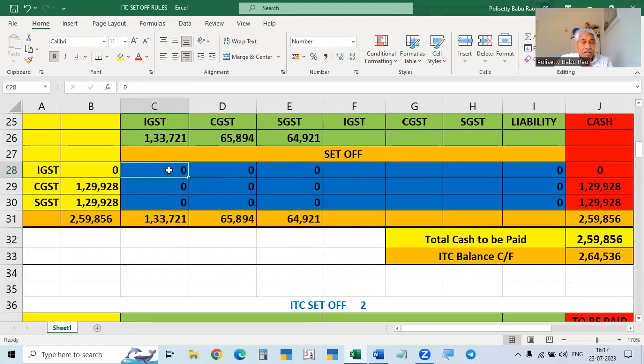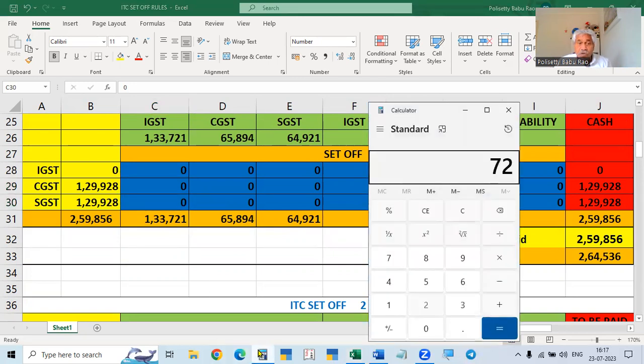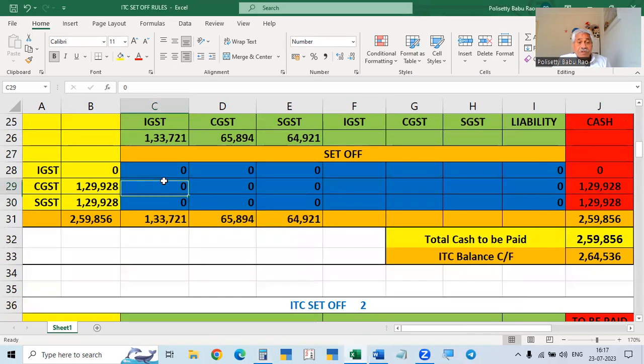So here there is no IGST liability, gone. Then we have to go to this, and you take 50% each of 133,721. Make it 50%. So 66,860, 66,861. So this IGST input is completely zero. Now the balance is 63,000.